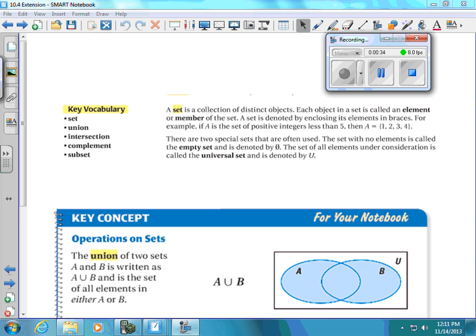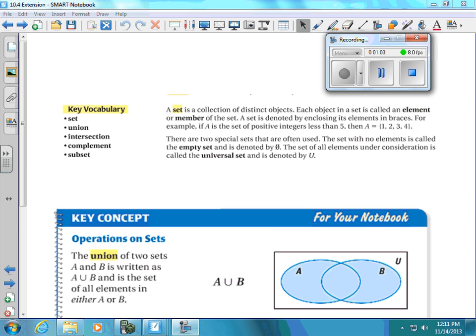Okay, so here's some vocab and some key concepts that you should have. This comes straight from your textbook, so you can copy those down as well from the 10-4 extension. Right after 10-4, we're going to look at set first. A set is a collection of disjoint objects. Each object in a set is called an element or a member of the set. A set is denoted by enclosing its elements in braces.